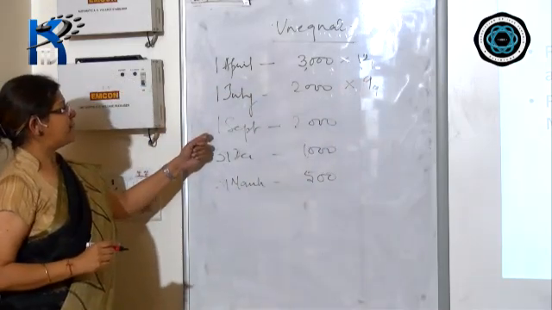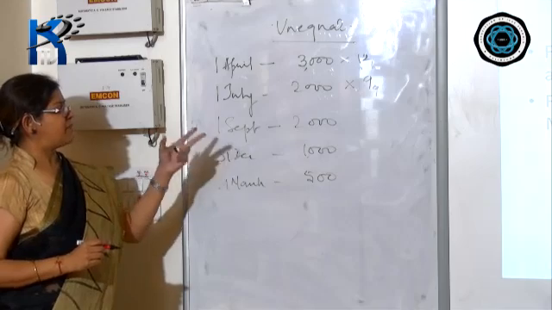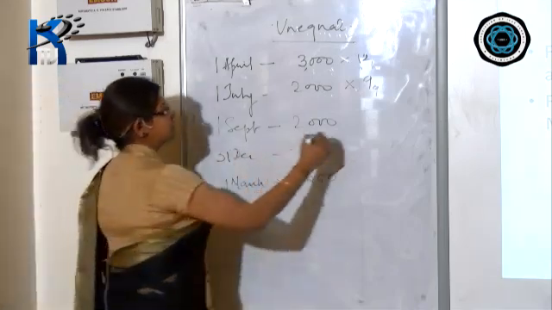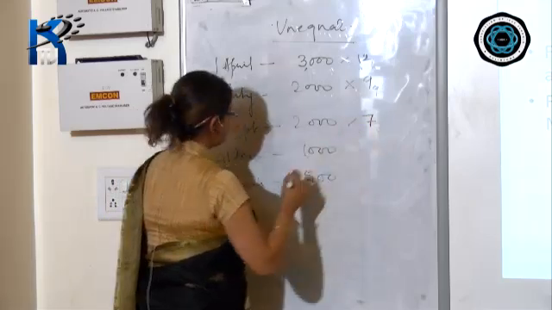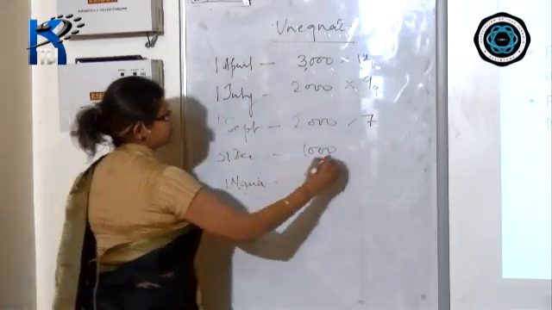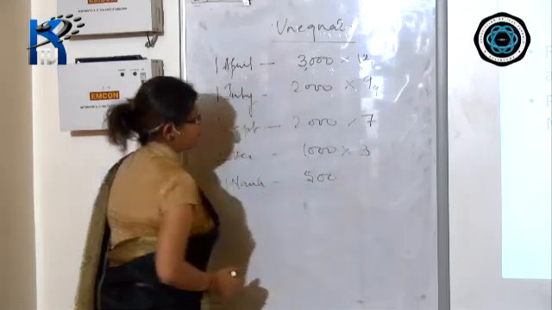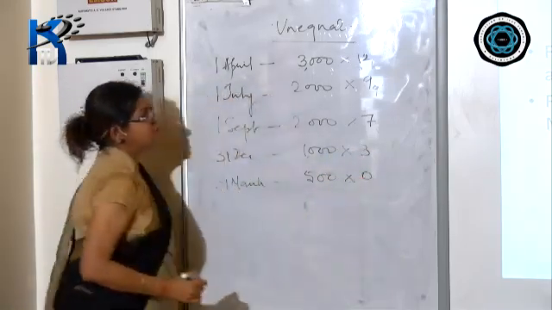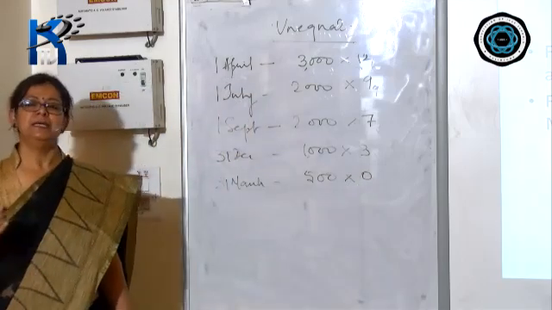On 1st September: September, October, November, December, January, February, March. So 5 plus 2, 7 months. 31st December, that means he's using this money for 3 months. And 31st March, he has not been using this money, because he's withdrawing it on the last day.